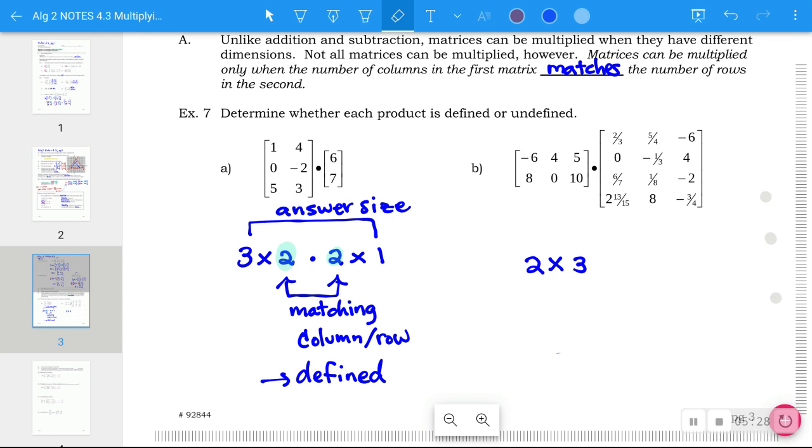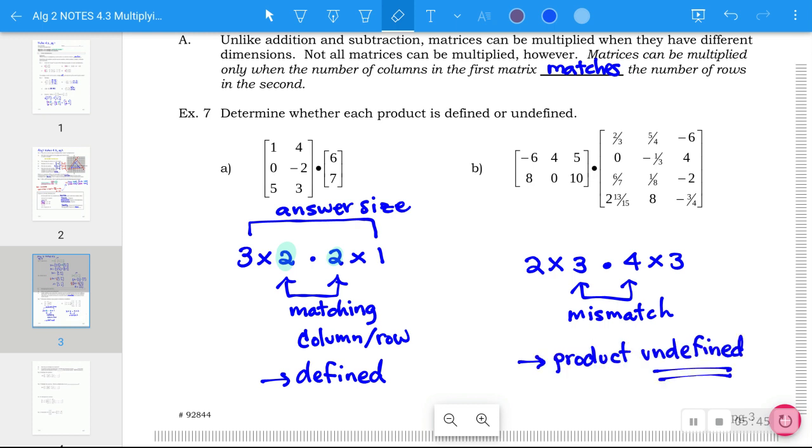Example B. We're starting out with a 2x3 matrix. The other matrix is a 4x3. The two inside numbers, the column value for the first matrix and row value for the second, do not match. And so this would give an error if you tried to do it on the calculator. It's undefined, and there is no such product. This doesn't have an answer. Okay, so we'll pick up on the next page, on page 4, and on that page I'll actually show you how to do this multiplication.